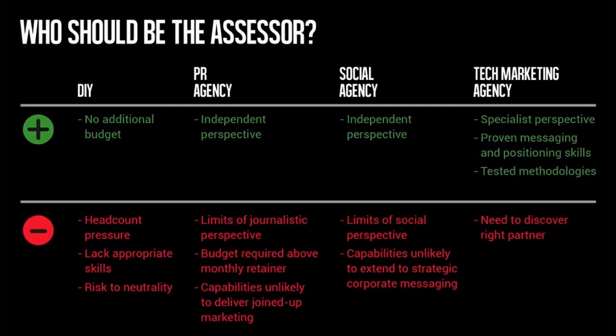DIY requires no additional budget, but it puts pressure on existing resources who may not be adequately equipped or have the right level of neutrality. PR agency provides an independent perspective, but is limited to the journalistic capabilities of the PR agency. The social agency provides a similar independent perspective, but is possibly restricted by the short-form needs of social-centric content and conversations. The tech marketing agency has a specialist perspective and probably has some proven messaging and positioning skills and probably some tested methodologies. Your biggest challenge is finding the right partner.